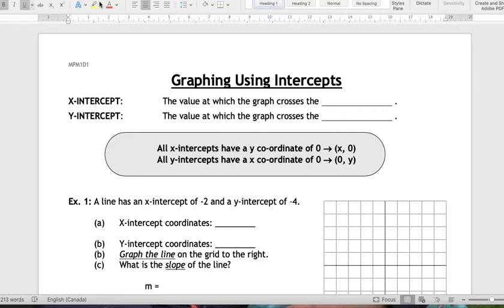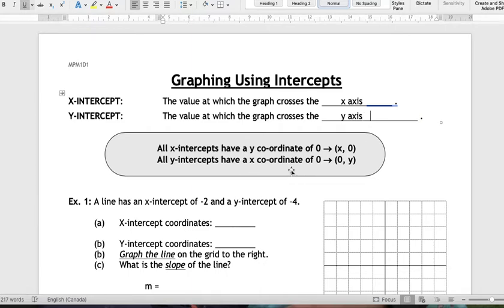Graphing using intercepts. The x-intercept is the value at which the graph crosses the x-axis. The y-intercept is the value at which the graph crosses the y-axis. So the x-intercept is the value at which the graph crosses the x-axis, and the y-intercept is the value at which the graph crosses the y-axis.